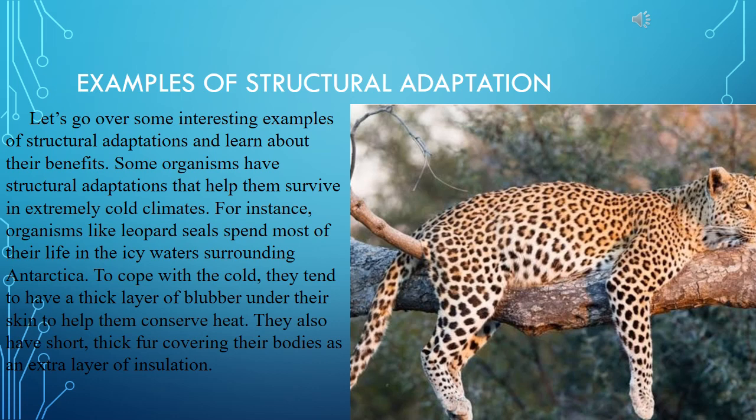Some organisms have structural adaptations that help them survive in extremely cold climates. For instance, organisms like leopard seals, as we can see in the diagram, spend most of their life in the icy water surrounding Antarctica. To cope with the cold, they have a thick layer of blubber under their skin to help them conserve heat. They also have short, thick fur covering their bodies as an extra layer of insulation.